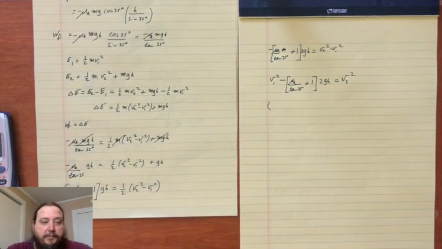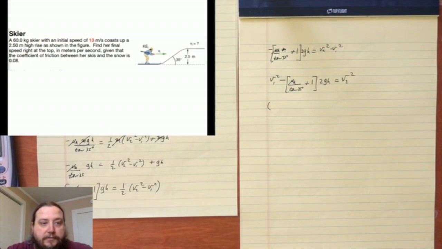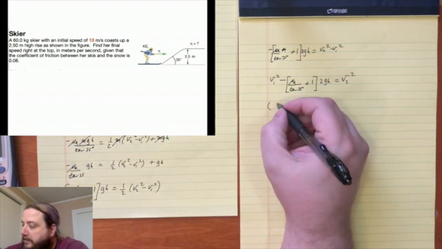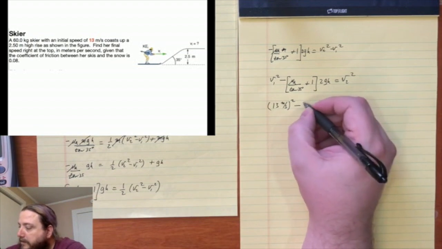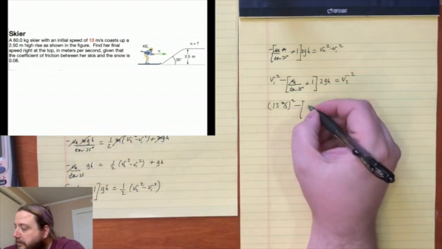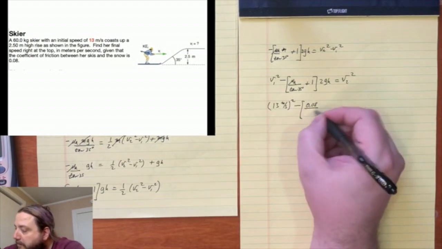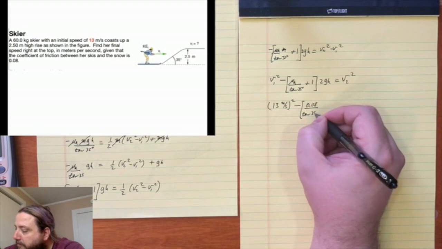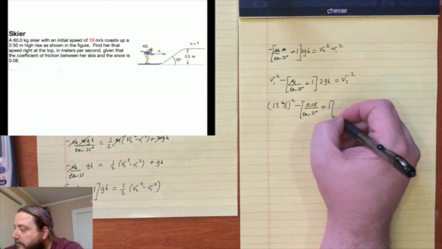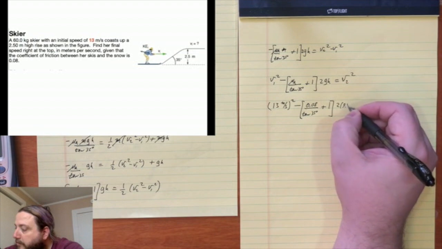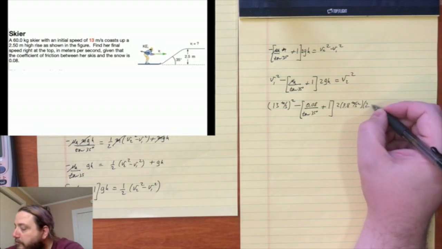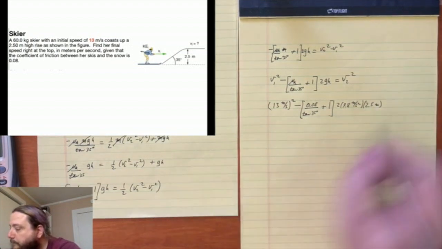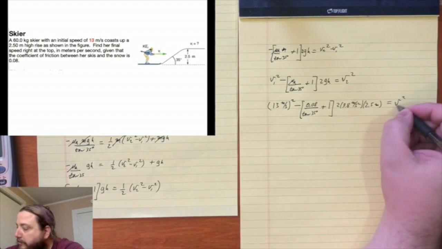So v1 squared. Well, we've got to bring back the problem. I didn't write down what the initial velocity was. So our initial velocity here is 13 meters per second. So 13 meters per second squared, minus our coefficient of friction, which was 0.08, divided by the tangent of 35 degrees, plus 1, times 2 times 9.8 meters per second squared times our height here, which is 2.5 meters. That's going to equal our v2 squared.